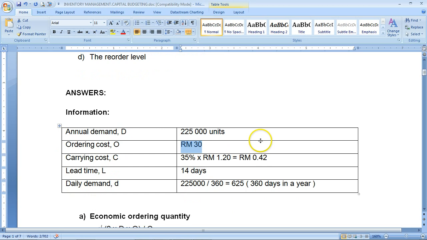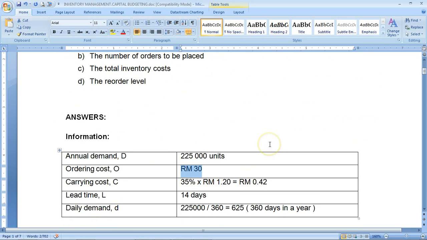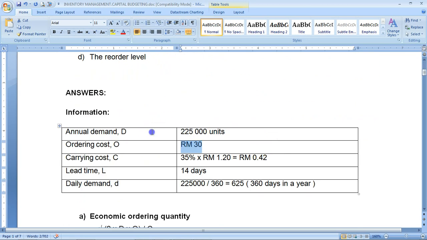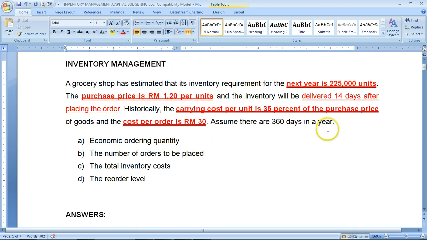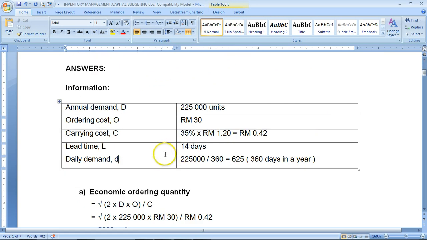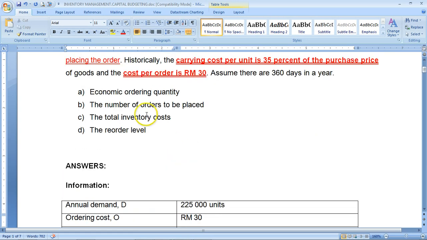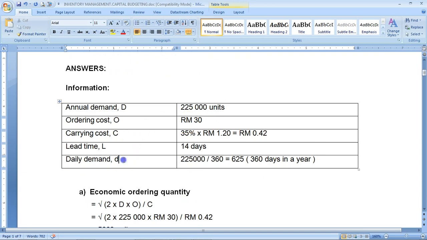Remember, you have to extract the information first. You need to know your D, your O, your C, L, and d. And what is d? This is not in your question, but you have to extract the information and calculate first before we start to answer all the questions. What is daily demand? Just now was the annual demand, the whole year. I want the one-day average. What is the daily demand?